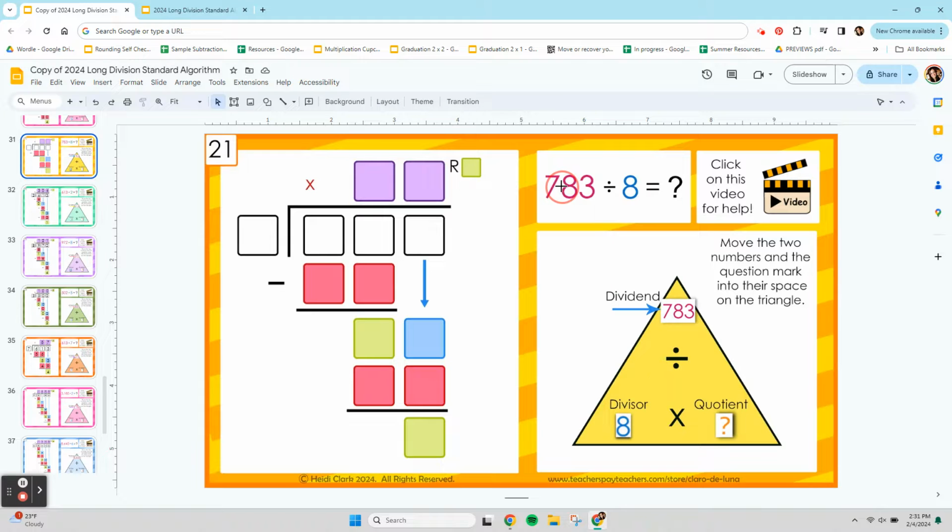Let's do 783 divided by 8. 783 is our dividend. It's our biggest number. It's getting divided up. We're dividing it by 8, and our answer will be the quotient.